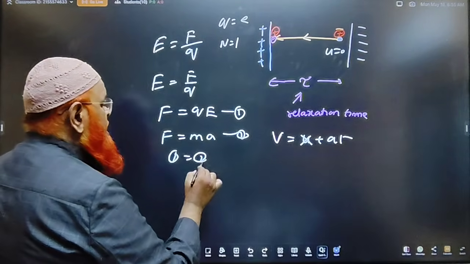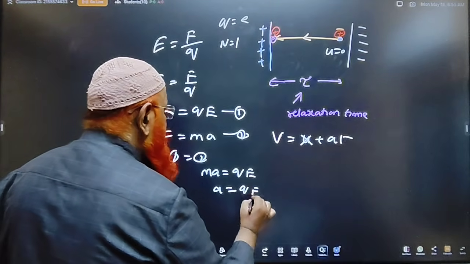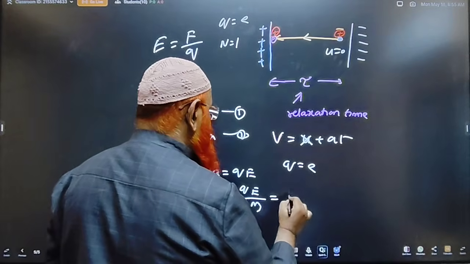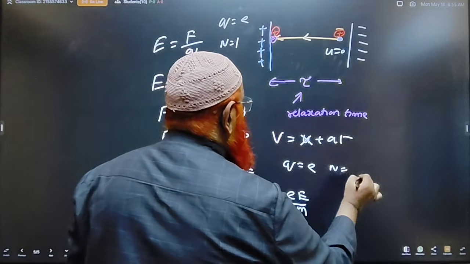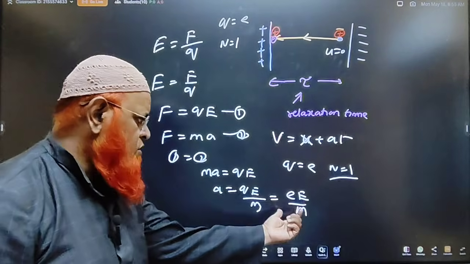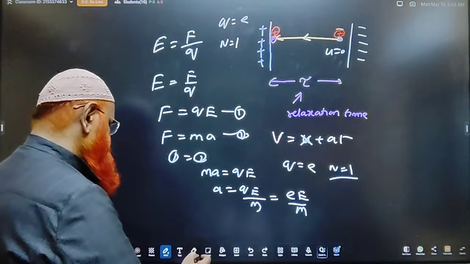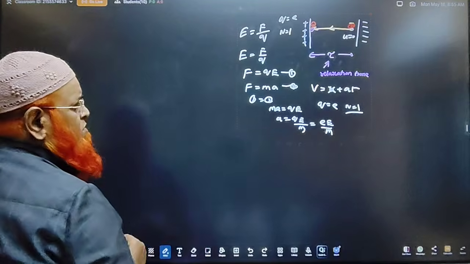1 will be equal to 2. ma is equal to q into E. So a is equal to qE by m. If we take only one electron, in place of q you write e, that is nothing but e into capital E by m, because here n will be equal to 1. If we take a single electron, the charge will become e, that's it. So a is equal to small e into capital E by m. Hope you are understanding what I am saying now. So if this is the case, then what happens?